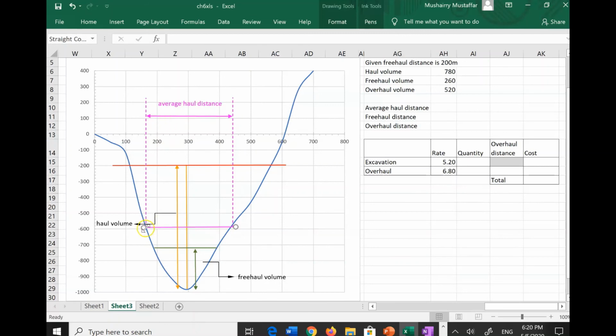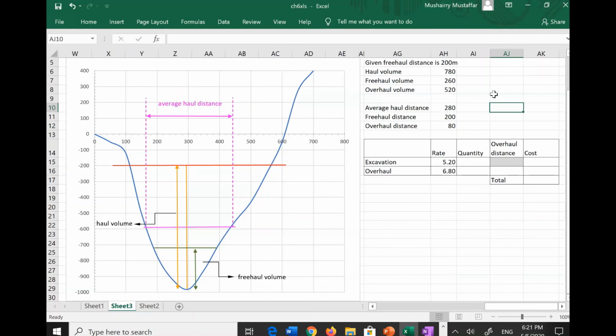The distance between that point and that point, that's 100, that's 200, so that's 20, 40, 60, 80. I would say 280 meters. Again, do not be too critical. I will just put 280 there. And we know that freehold distance is 200 meters. We were told anyway. So overhaul distance will simply be average minus freehold. That gives us 80 meters.